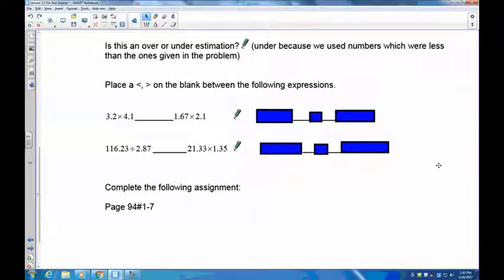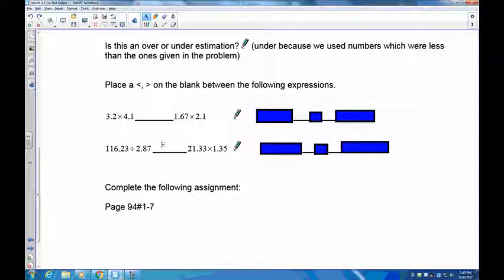I want you to take the questions on the left, the 3.2 times 4.1 and the 1.67 times 2.1. I'd like you to estimate these two values and then place a greater than or less than sign, I guess it's the other way around, less than and greater than, on the blank. So pause the recording and do the rounding of all of these 6 calculations and then put the appropriate inequality between them.